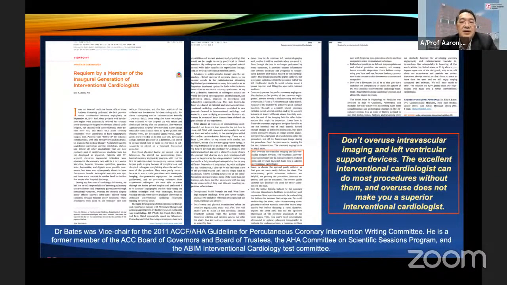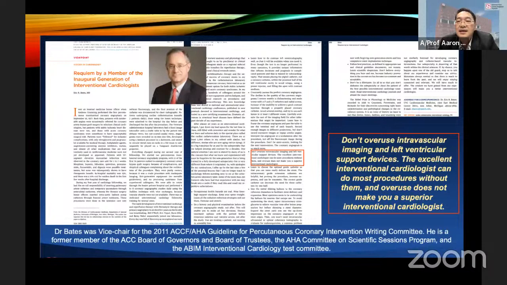So these are articles by Dr. M. Bates, the vice chair of the previous PCI guideline writing. He's retiring, so he wrote these articles. And he said that one of the tips, or a pearl, that he gave to the younger generation is don't overuse intravascular imaging and left ventricular support devices. The excellent interventional cardiologists can do most procedures without them, and overuse does not make you a superior interventional cardiologist.